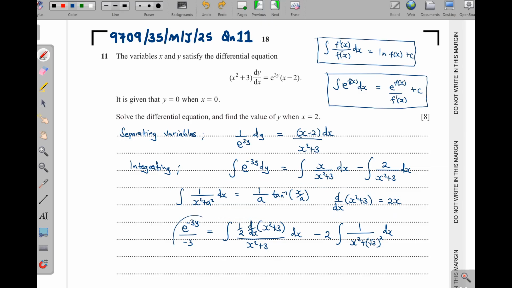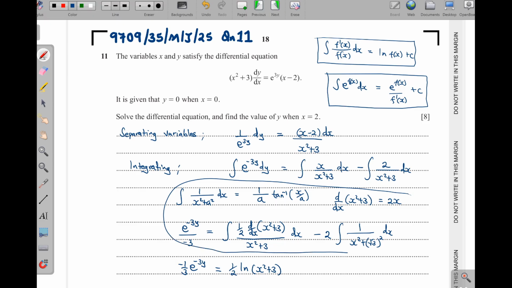What we need, now this one here becomes negative a third of e to the power of negative 3y, which is equal to, this one is going to be a half, and when I pull the half here, I will have the exact derivative of what is down. You get it? So in the exam, we just expect you to write this one here, a half natural log of x squared plus 3. Don't write any of this in the exam. We don't need it. I was just showing you where they come from.